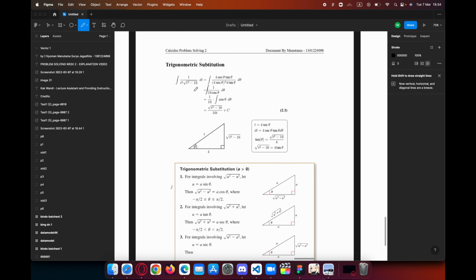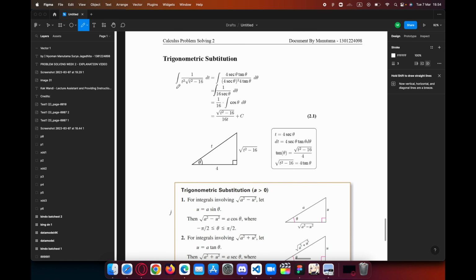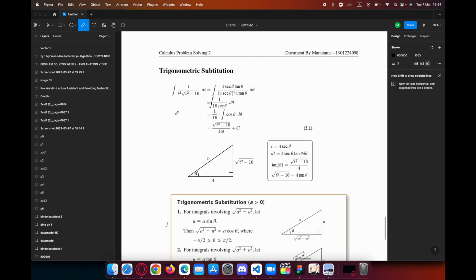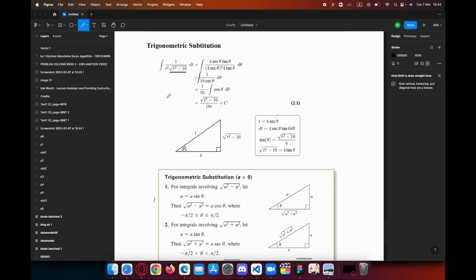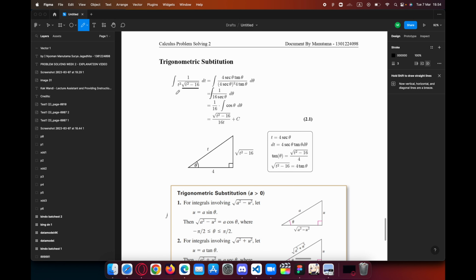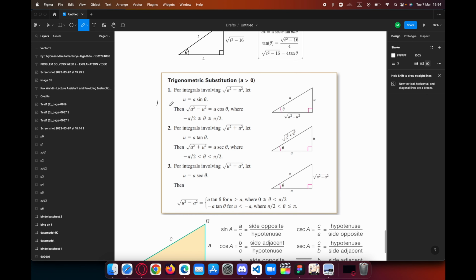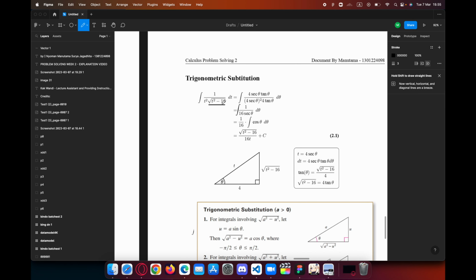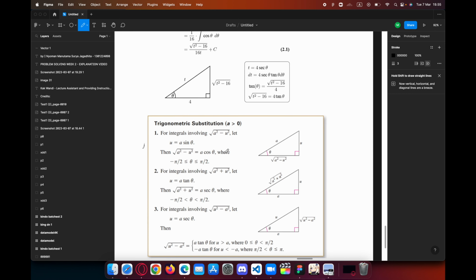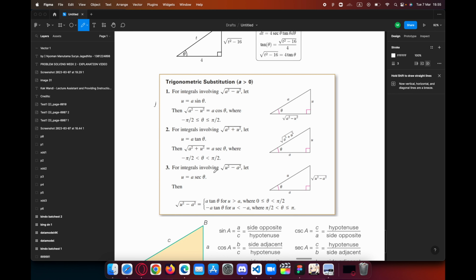Next, for number 2, this is take 3, I guess. So we got a problem here: the integral of 1 over t squared times the square root of t squared minus 16. In this trigonometric substitution problem, we can use this table to help us solve this one. First we look at this one to know what the integral is involving.